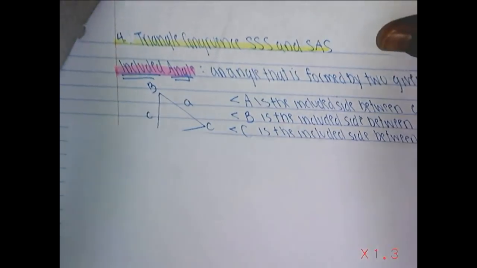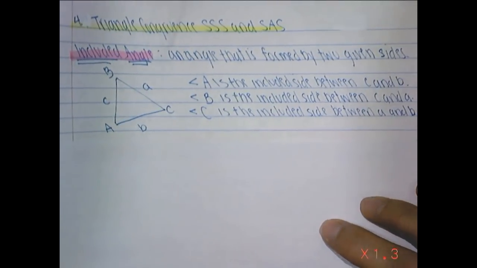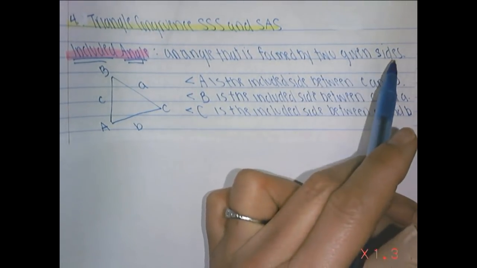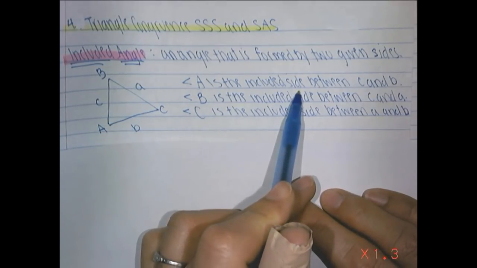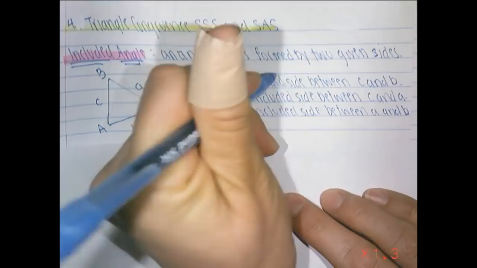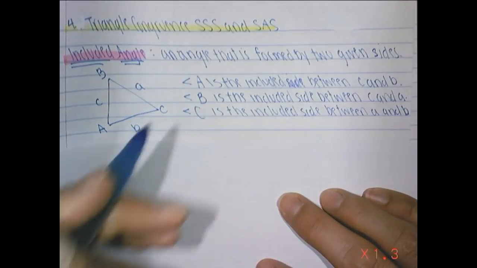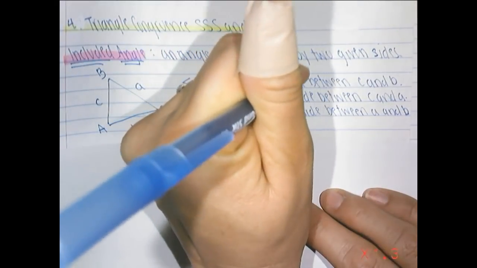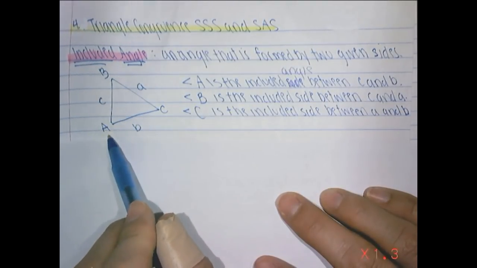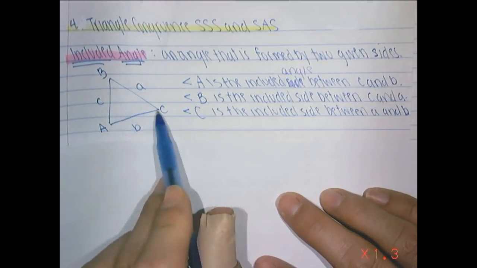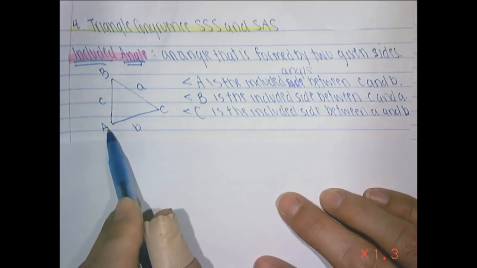Let's talk about the included angle, an angle that is formed by two given sides. So A is the included angle between sides C and B. Right here, here's angle A, and sides C and B make it up. So A would be the included angle, it's right between them.